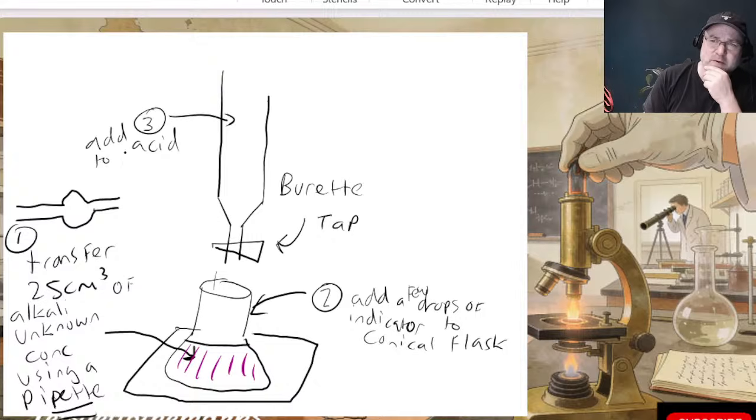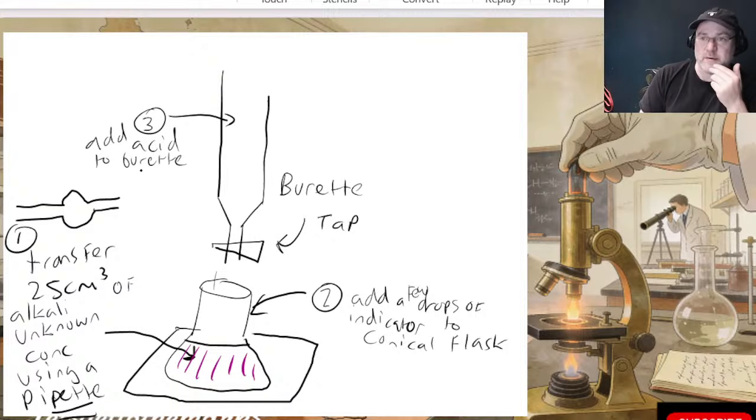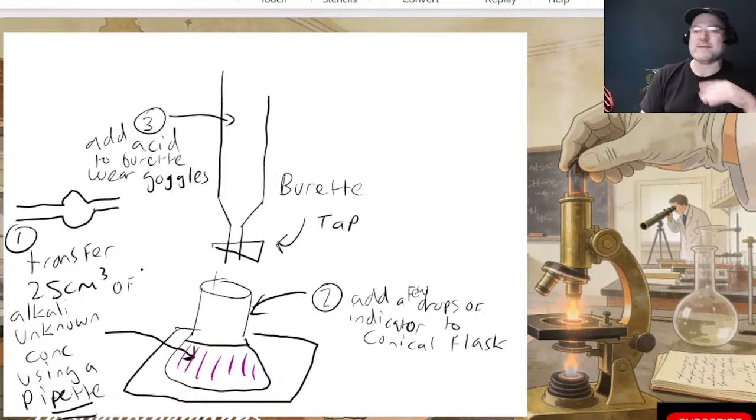Then number 3, I'm going to add acid to the burette. Now what you need to do is you don't want your eyes below the burette. So when you're adding the acid, for safety, your eyes need to be above the burette. So add acid to the burette, wear goggles, and don't do that at eye level in case you spill acid in your eye. You don't want that to happen, or on your head. We fill it right up the burette to the top. Add acid to the burette, wear goggles, whatever.